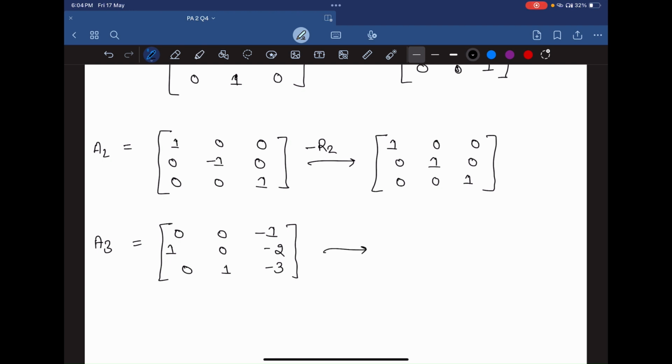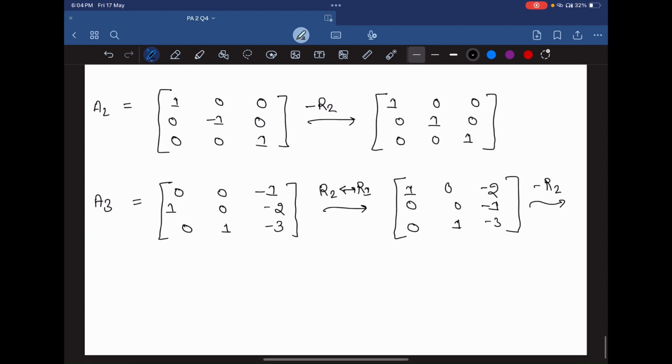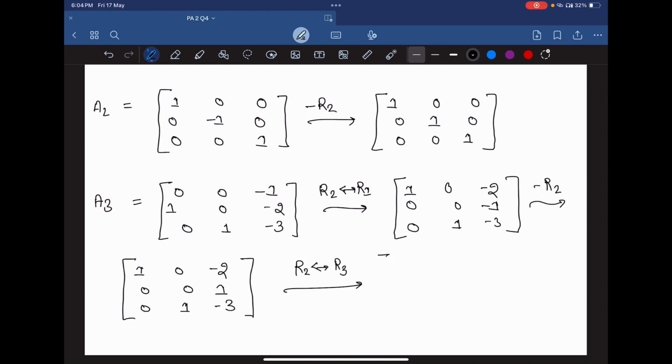Now if we try interchanging the second row with the first row, we'll get 1, 0, negative 2, 0, 0, negative 1, 0, 1, negative 3. Now just multiply the second row with negative 1, then we get 1, 0, negative 2, 0, 0, 1, 0, 1, negative 3. Now again interchange the second row with the third row. We get 1, 0, negative 2, 0, 1, negative 3, 0, 0, 1.